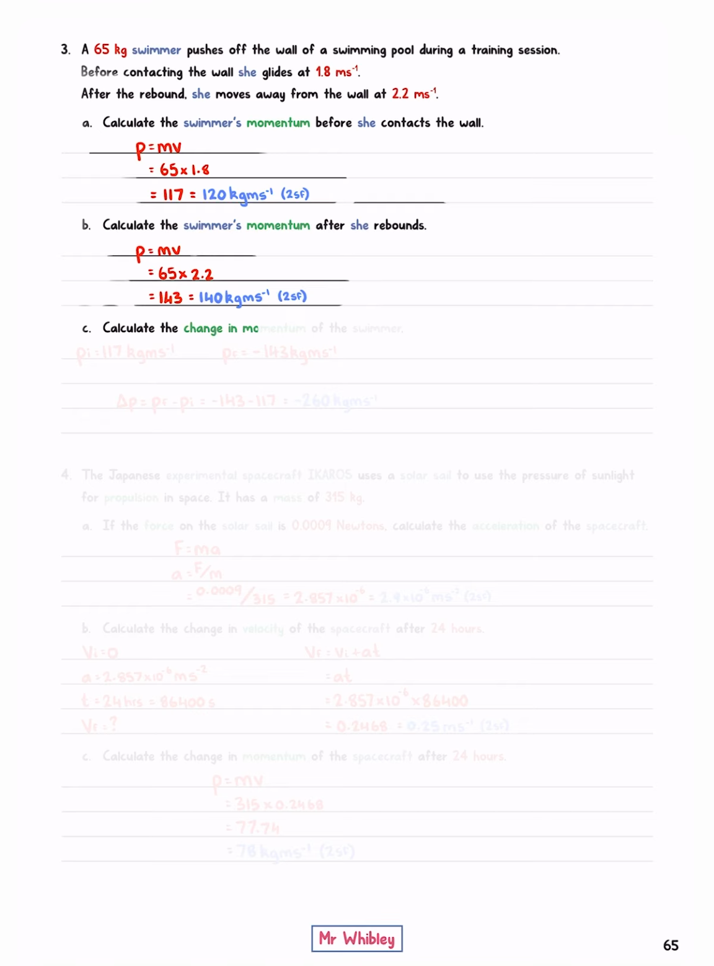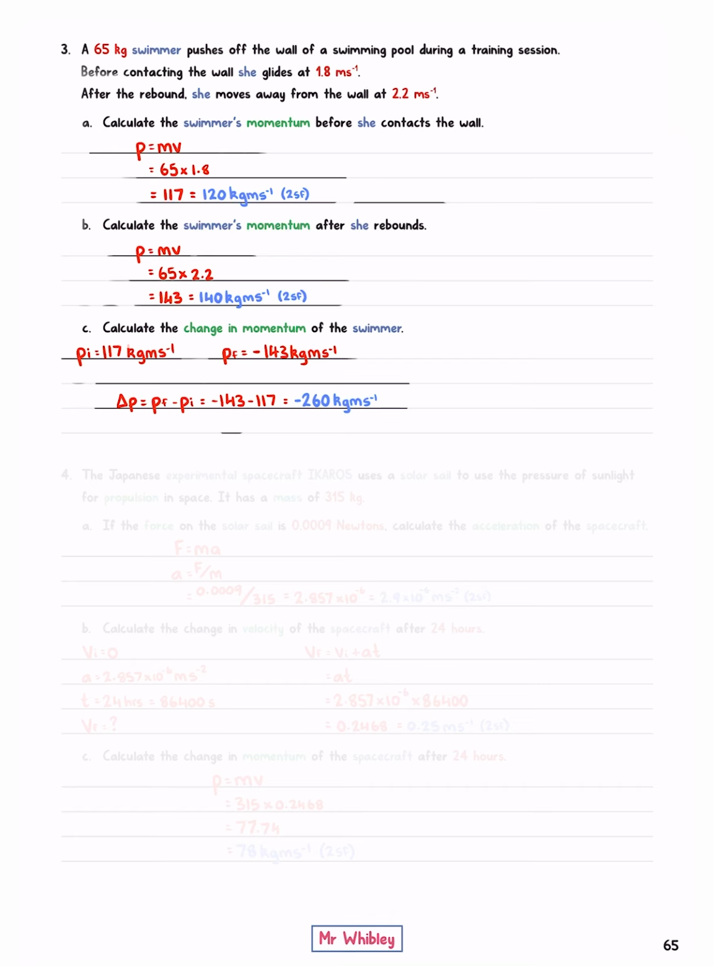Calculate the change in momentum of the swimmer. We know our initial and our final momentums, however, because they're in the opposite direction, we need to make one of them negative. It doesn't matter which one, for reasons I'll explain at the end of the question. For this, I've chosen the final velocity. And now to find our change in momentum, that is final minus initial, putting in these numbers gives me negative 260 kilogram meters per second.